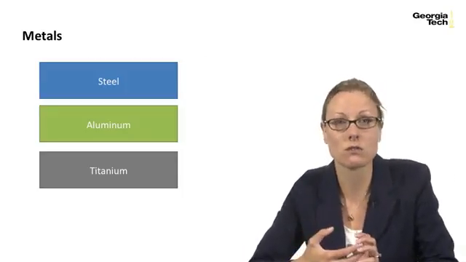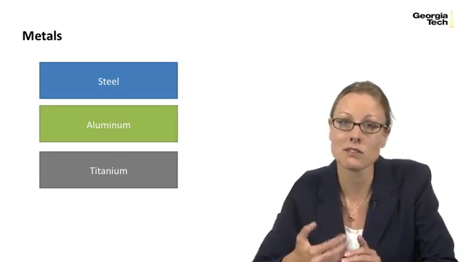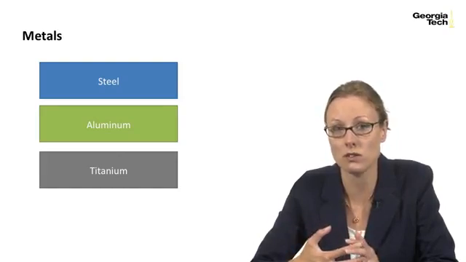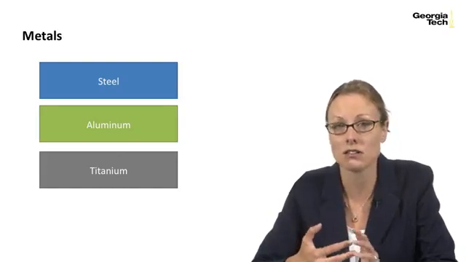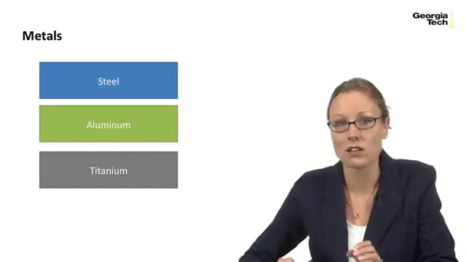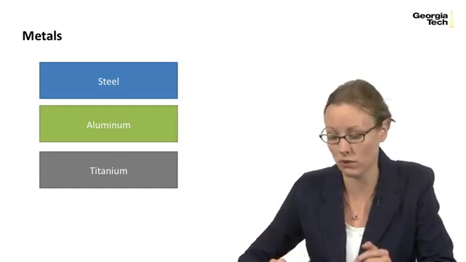Specifically, throughout this course, what we'll see is a lot of steel, aluminum, and titanium. Now, steel and aluminum are probably the most common metals used in engineering materials. And titanium has garnered a little bit more attention in the past decade or so. So let's take a look at the positive and negative attributes of all of these metals today.